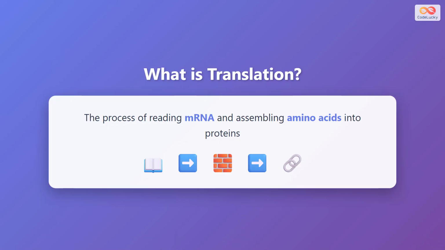Translation is the process by which cells read messenger RNA, or mRNA, and use that information to assemble amino acids into proteins. Think of it as a cellular assembly line where the instructions encoded in mRNA are decoded and transformed into a physical product, a protein chain. During translation, the genetic code is literally translated from the language of nucleic acids into the language of proteins. This process happens continuously in all living cells, producing thousands of different proteins that the cell needs to survive and function properly.